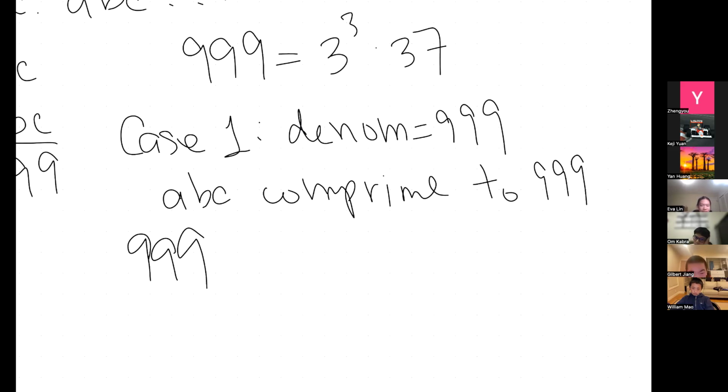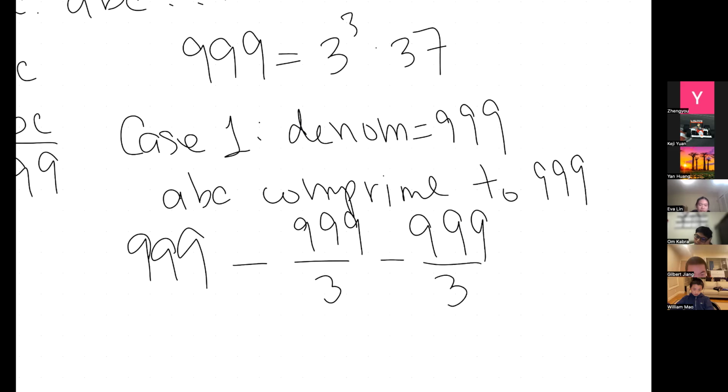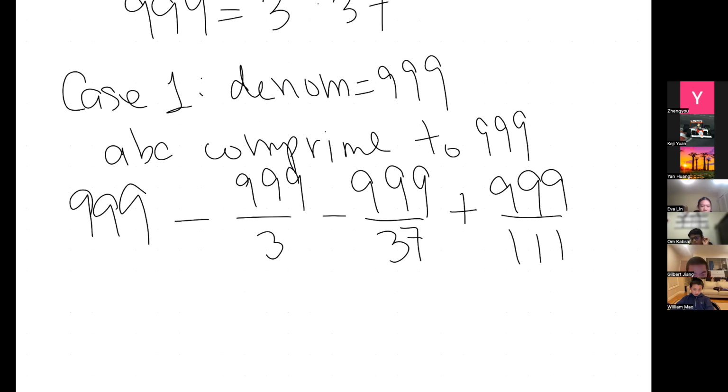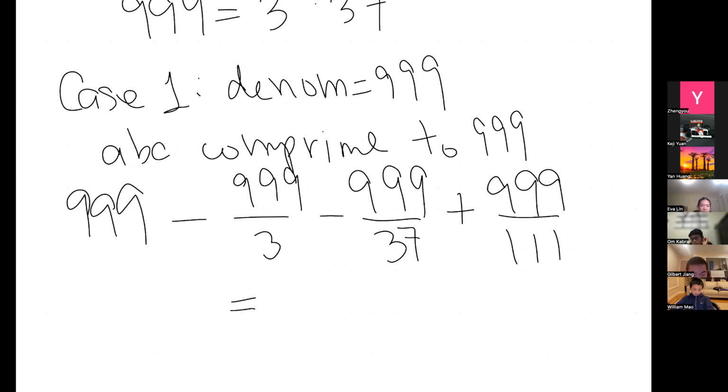And then first, we can take away the multiples of 3 by doing that. And then we can take away the multiples of 37 by doing that. Right, but here you've double counted numbers that are multiples of both 3 and 37. So you have to add back 999 over their product, which is that. And then this gives you 648, right? Because that's 333, that's 27, and then that's 9. Okay. So that's your first case.